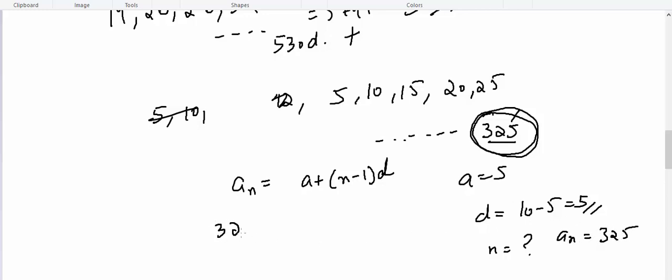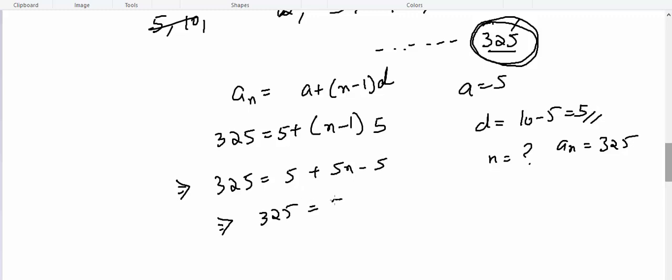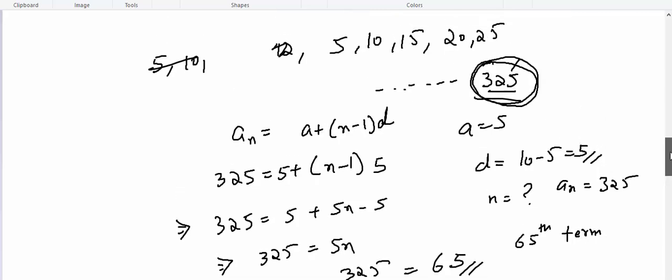So putting the values here, I get 325 equal to 5 plus n minus 1 times d. What is the d here? D is 5 here. So I get 325 equal to 5 plus 5n minus 5. I get here 325 equal to 5n, and I get n equal to 325 over 5, which is equal to 65. So it means 325 is the 65th term in the sequence.